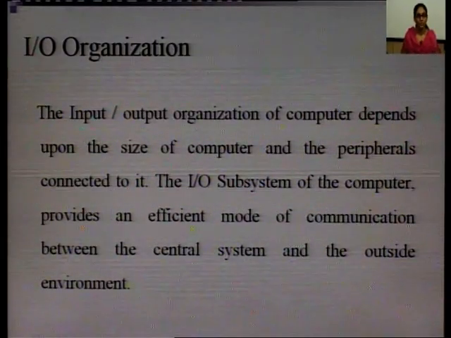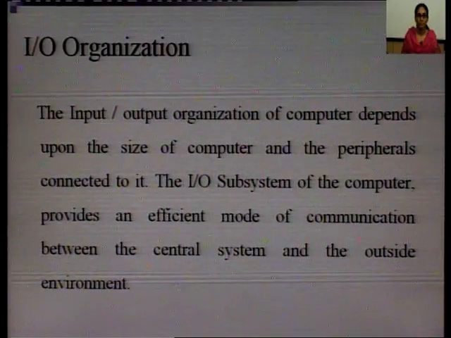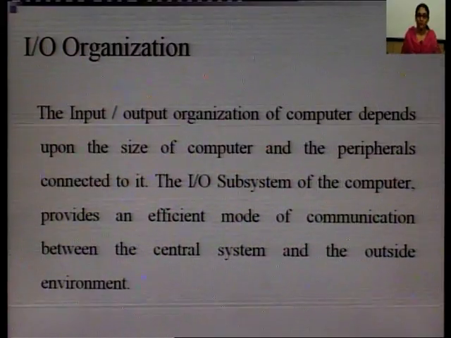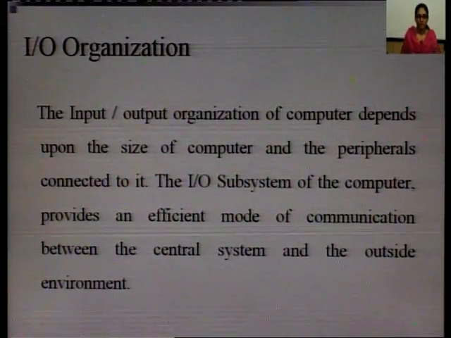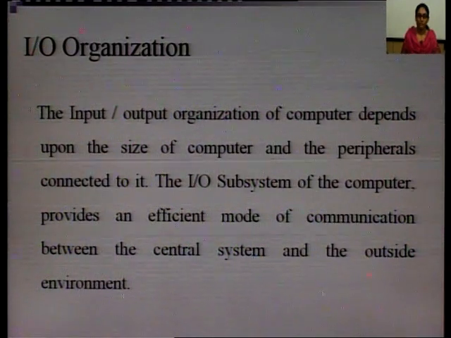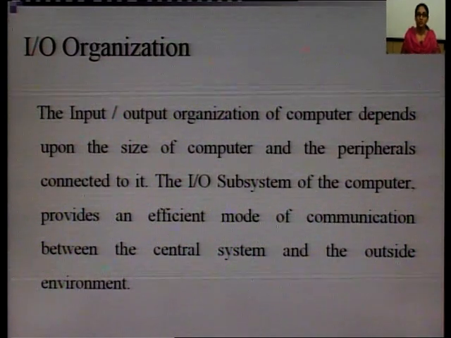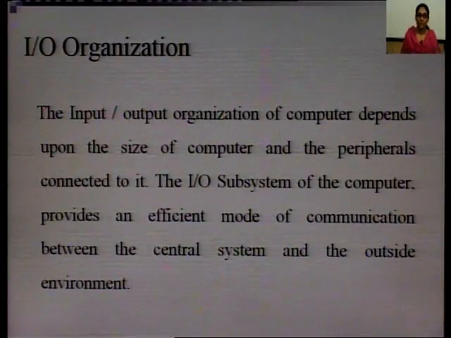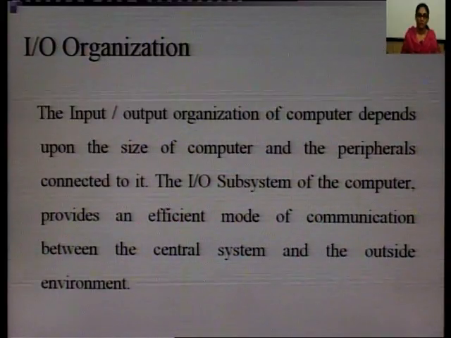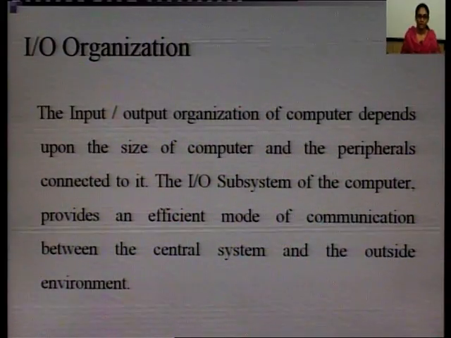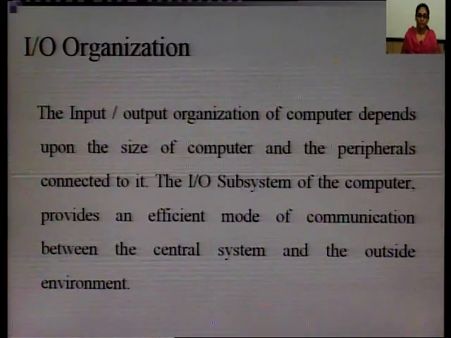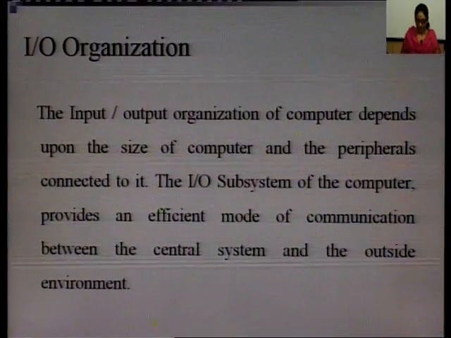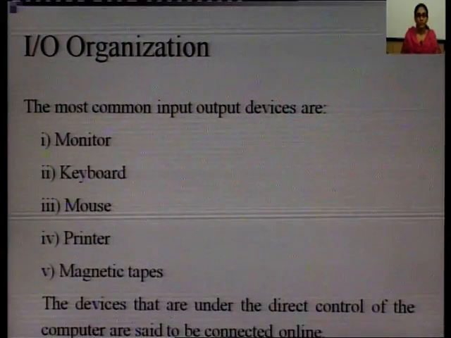The input output organization of a computer system is totally dependent upon the size of the computer and the various peripheral devices which are connected to it. So the input output subsystem of the computer system provides the efficient mode of communication between the central system and the outside world. So in computer architecture, the input output organization of the system depends upon the size of the computer system which we are using and the various peripheral devices which are connected with that particular computer system. There are various peripheral devices which are used.